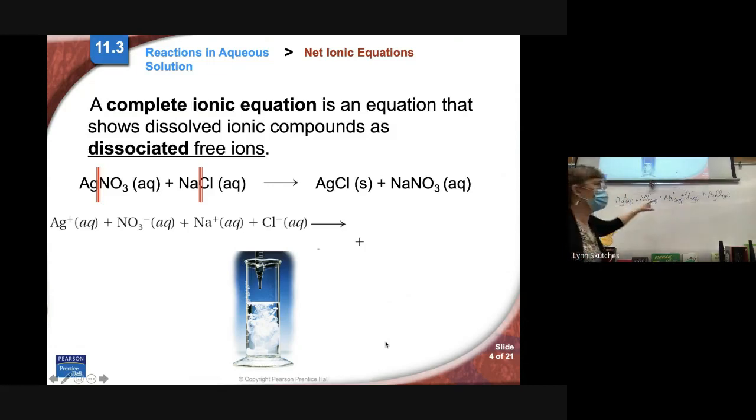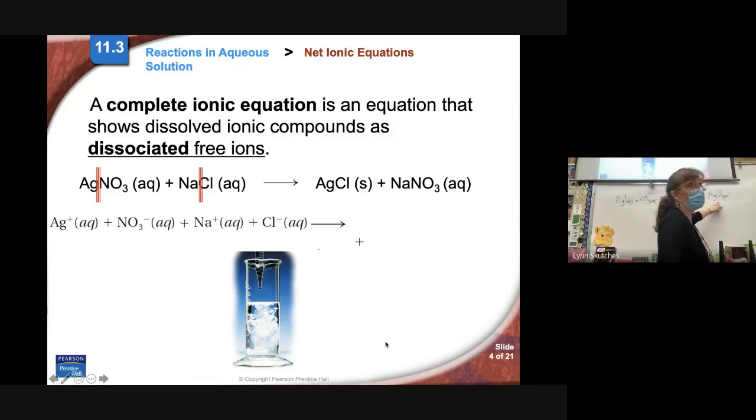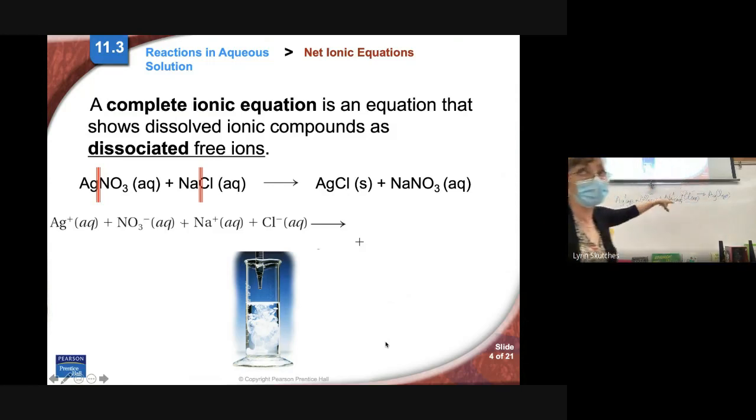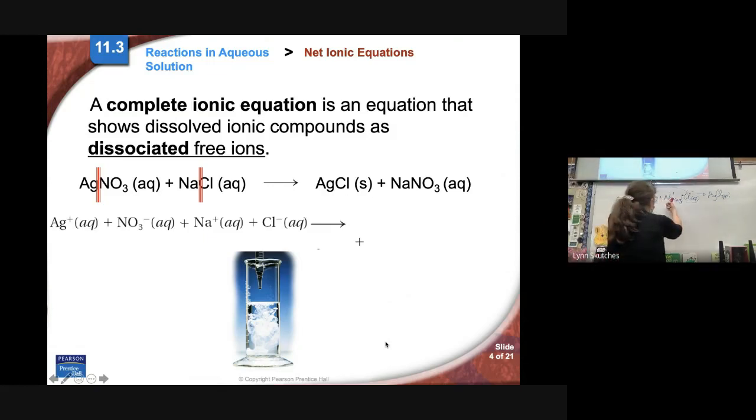Because silver is a plus one and chloride is a minus one, we're finished. We don't have to do any balancing of charges or balancing of number of atoms. It's a very nice reaction. Next, we have to figure out what's going to happen with sodium and nitrate. Are they going to form a precipitate as well or not?